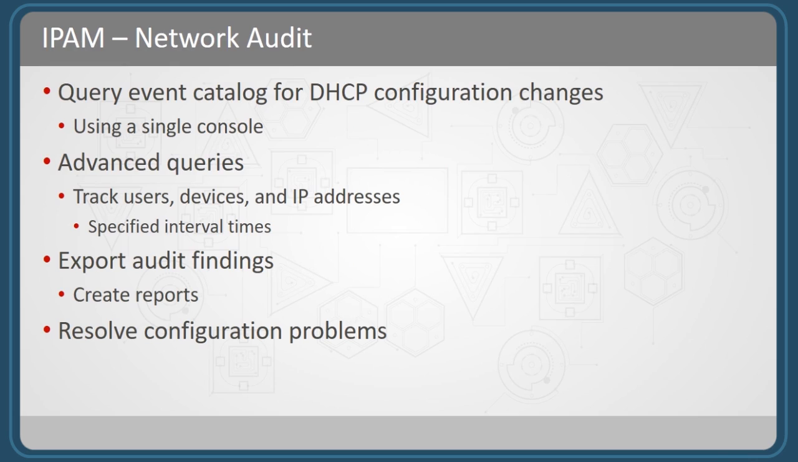It also supports network audit functions. You can query the event catalog for DHCP configuration changes using a single console, so I can see who is doing what with respect to any kind of change. I can create advanced queries to track users, devices, and IP addresses at specified interval times as well, so I can have regular updates, if you will. I can export the audit findings to create reports, and I can resolve any kind of configuration problems a little more easily because, again, all of this is accessible from a centralized interface. I don't have to run around to all my different servers to see what they are up to.